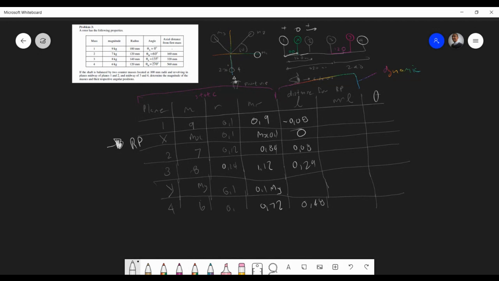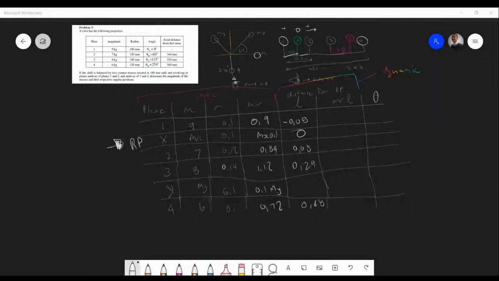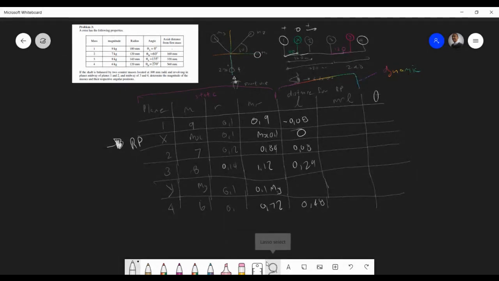So what is my distance here? Can someone just help me? For mass 3, I have mass 3 already. Yeah, mass Y. Mass Y is MR of 0.1. What is my L here? What's my distance? 0.36. That is correct. Yep. Good. 0.36.